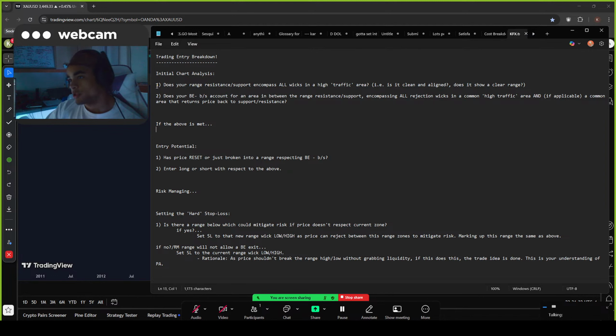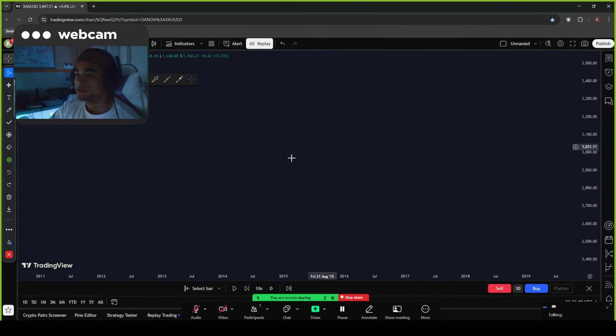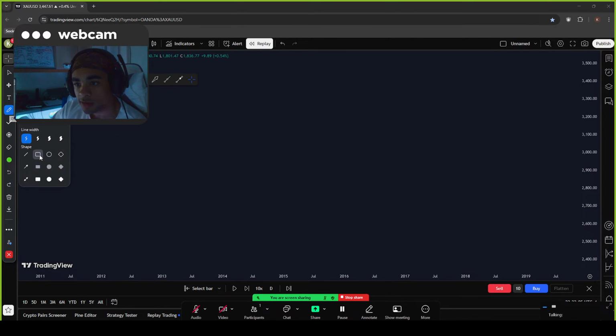So when you mark up your charts, the first thing I ask is, does your range resistance, which is the roof, and does the support, which is the floor, encompass all the wicks in a high traffic area? So we'll do this side by side. Does your range, resistance and support encompass all wicks in a high traffic area, i.e., is it clean and aligned, and does it show a clear range? So what does this mean? So we're gonna go into Zoom here. My first time actually working this, I'm not gonna lie.